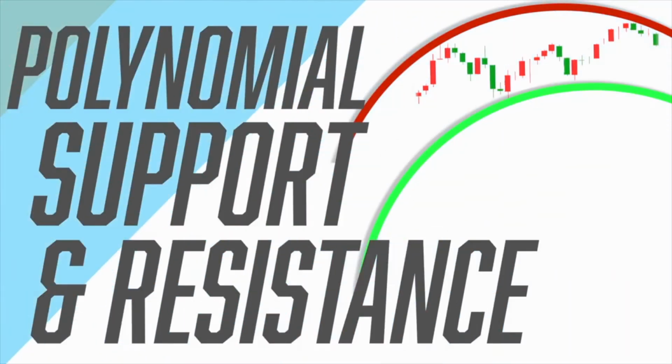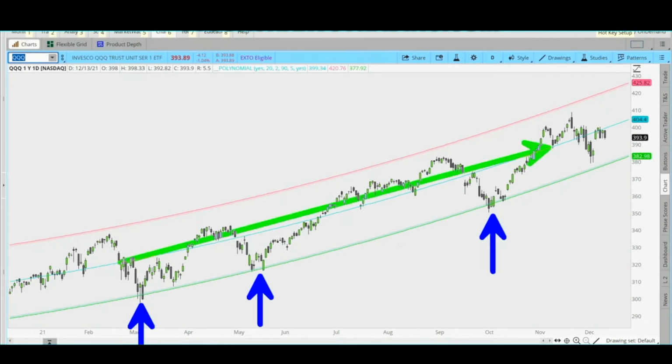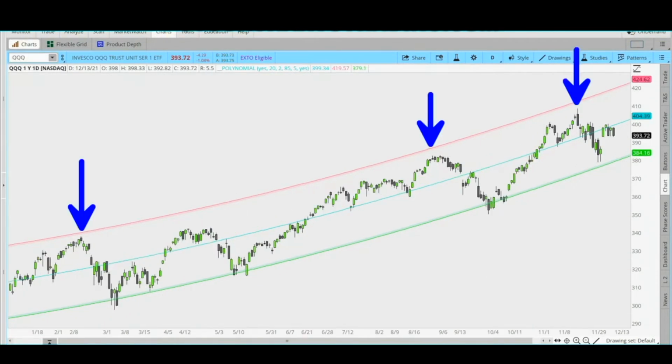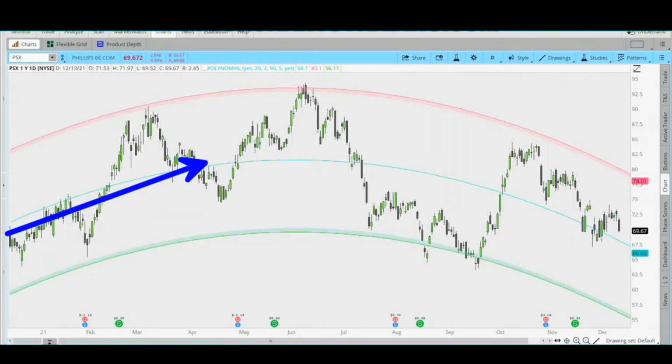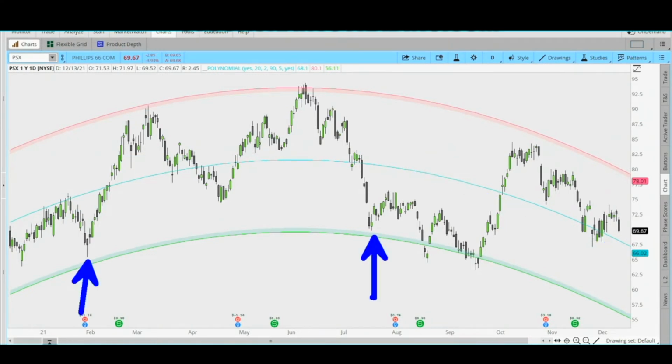Polynomial support and resistance. The polynomial channel has 4 different patterns. First is the uptrend, the lower band being the polynomial support, showing you where to enter into the trade long because of the uptrending stock. Next is the resistance side of the band, showing you great places to take profit. Next is the rotation from an uptrend to a sideways trend to a downtrend, showing you support and resistance.